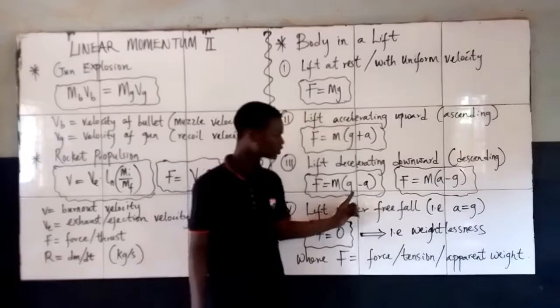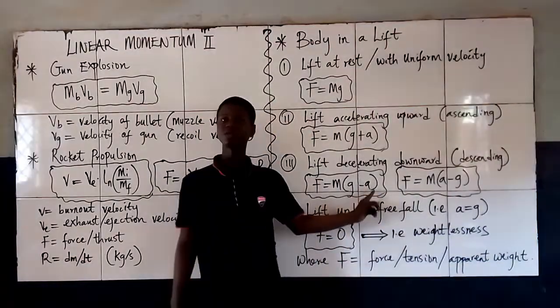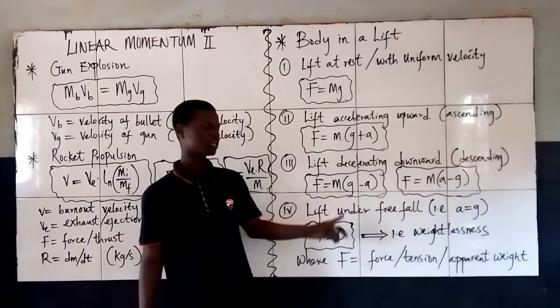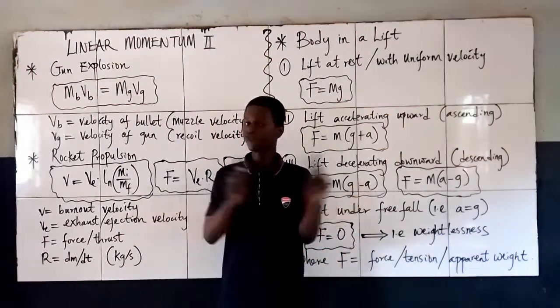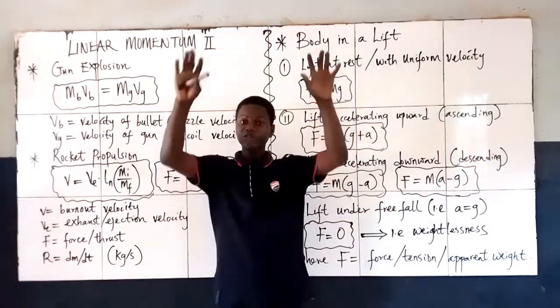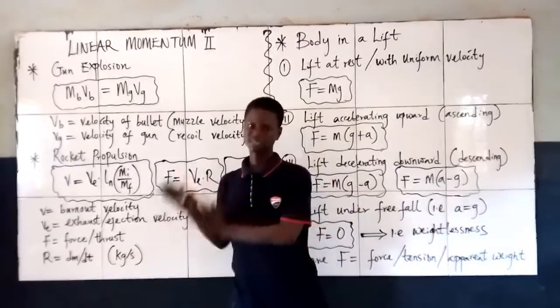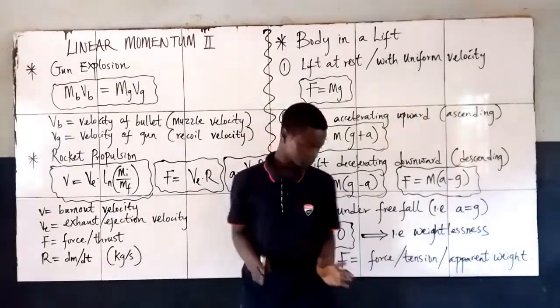Now because acceleration is equal to gravity, so a here is also what? g. So g minus g is what? 0. 0 times m will be what? 0. So there is no force acting on the lift as a whole whenever the lift is what? Free falling. And that scenario is called what? Weightlessness. I hope that is clear.